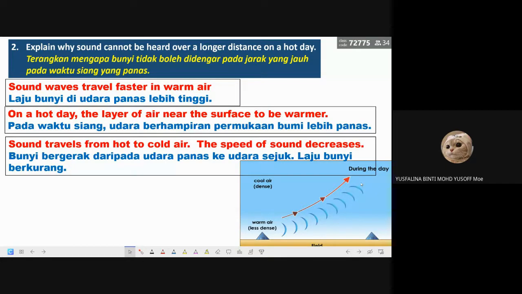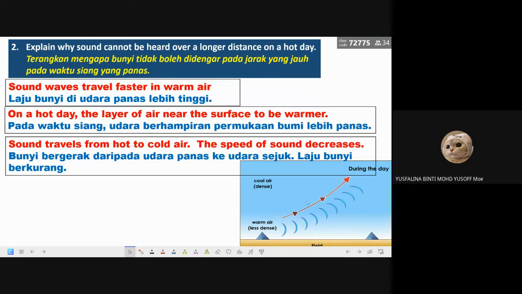So for less dense to dense, you already know, for light also, right? If light travels from dense to less dense, it will be refracted away from the normal. But for less dense to dense, it will be refracted towards the normal. So if this is a normal line, it will move towards the normal line.